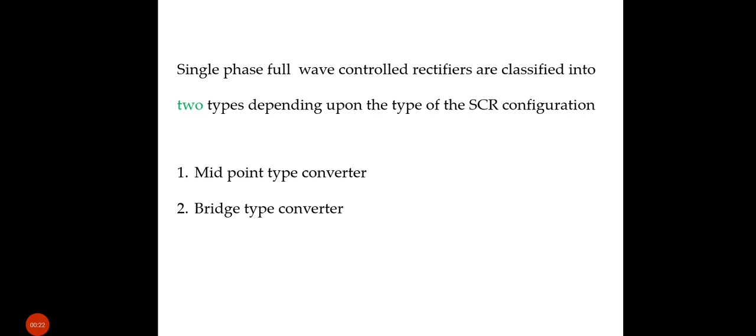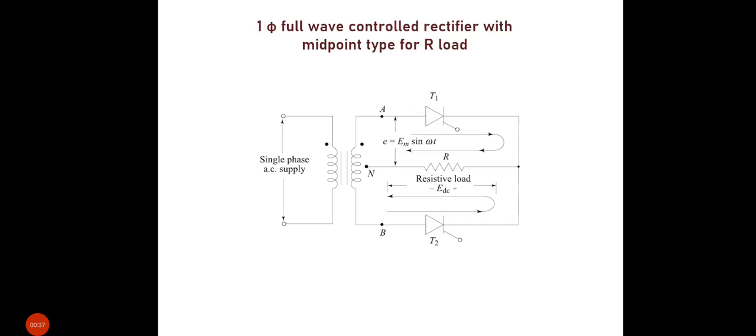Depending upon the type of the SCR configuration, single phase full wave controlled rectifiers are classified into two types. They are midpoint type converter and bridge type converter. Now I will discuss single phase full wave controlled rectifier with midpoint type for R load. So first I will give the description of the circuit.